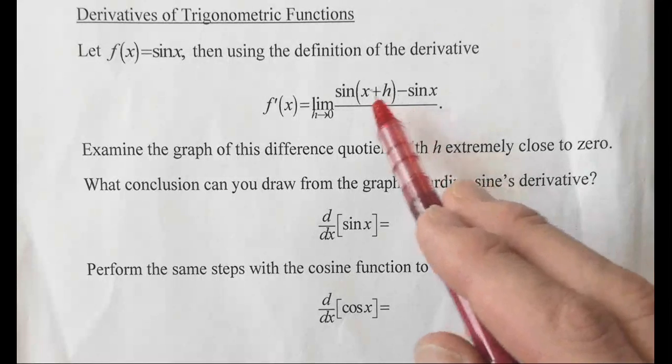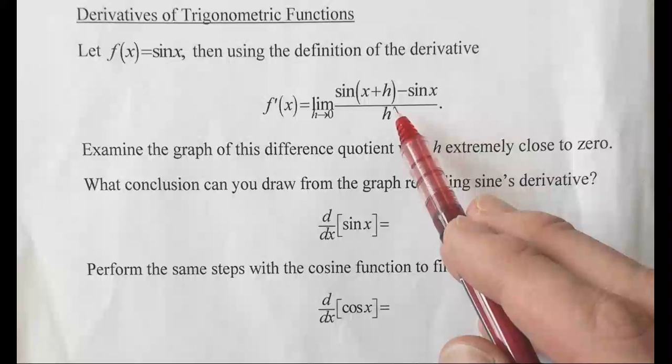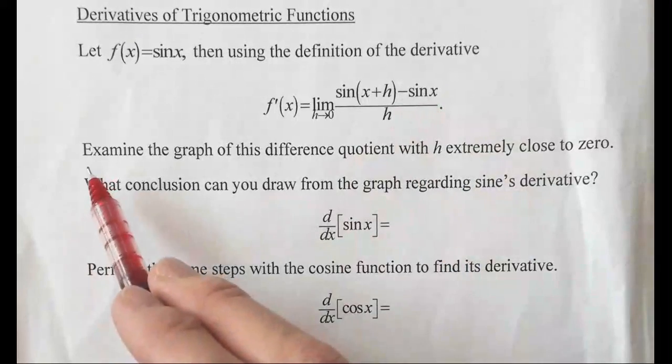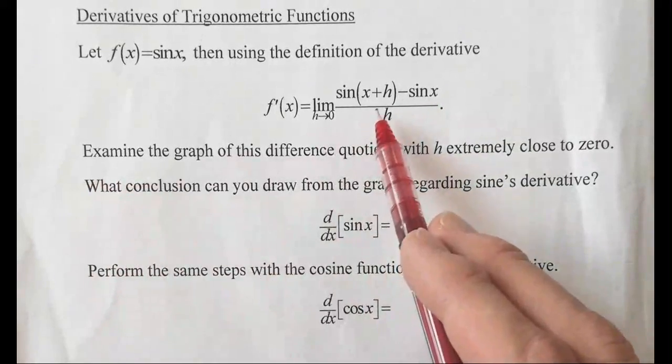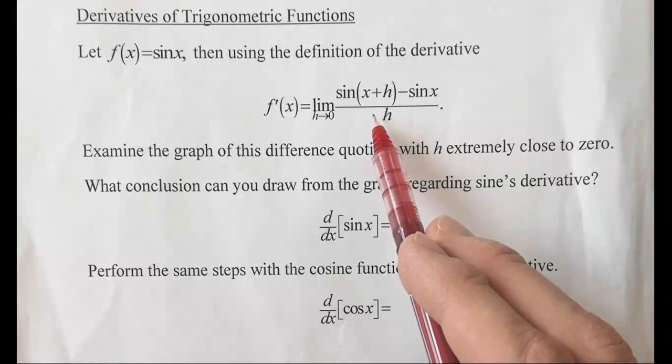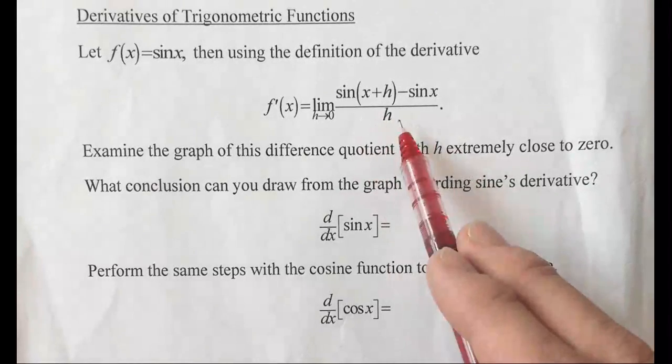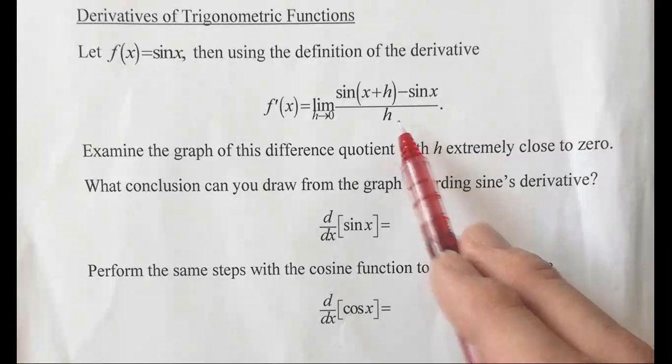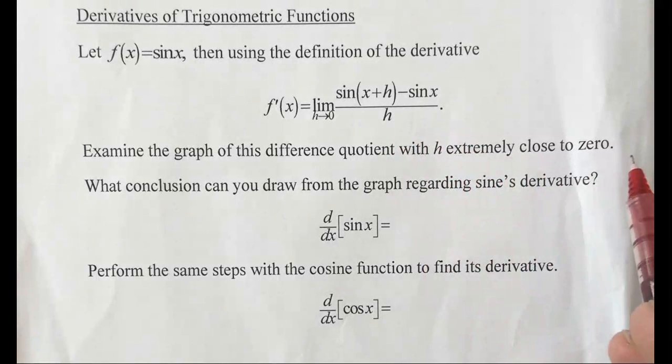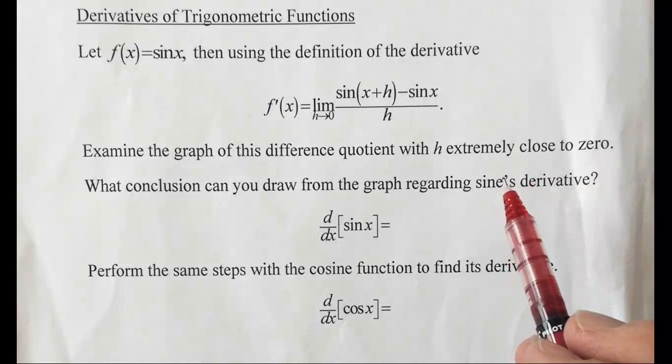I'd like to get the derivative of this using pictures, in other words, using our graph. So let's examine the graph of this expression right here, this limit. The calculator is not going to divide by 0, so we're going to have to work around that. We're going to have to make h really, really close to 0. So let's flip over to the calculator and take a look at what we can see.